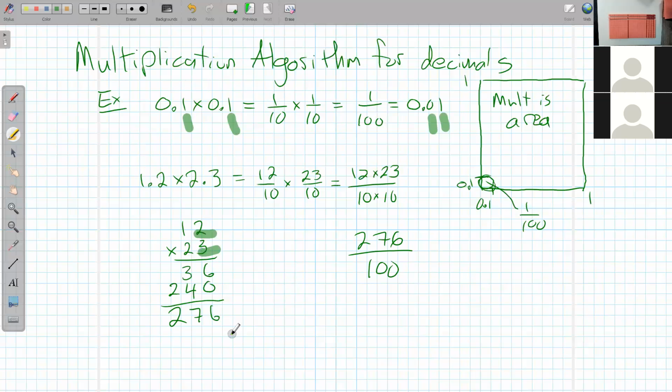However many decimal fraction places you start with, you have to end up with that many too. It really stems from multiplication of fractions, and multiplication is area, which is where the algorithm comes from. So if I put my decimal points back in there, they have to go like that. And so that's the algorithm.